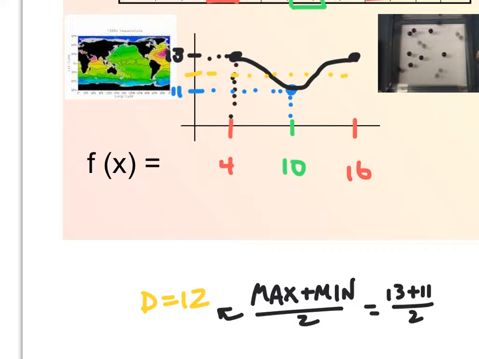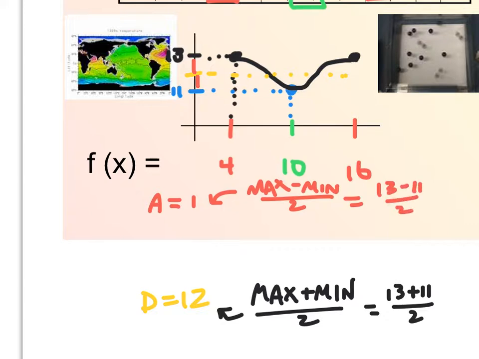Okay, so then let's backtrack here for a moment, and let's find a. Well, a is going to be the distance from the baseline or the center of the graph to the max or to the min, either one of those. And we know in this case that that value is going to be 1. So there's not going to be any sort of vertical stretch or shrink. But if I wanted to find that, if it wasn't clear, I'd take my max minus my min and divide by 2. So in this case, I take 13 minus 11, divide by 2, and it's all good.